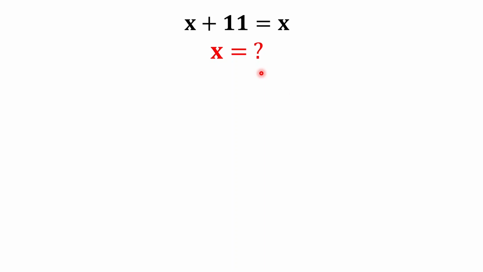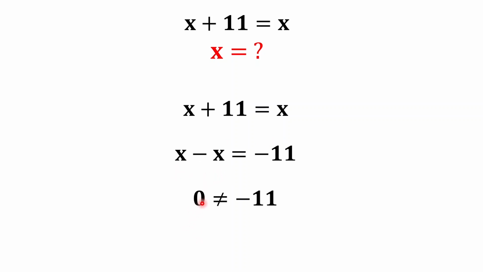Let's find out. Our original equation is x plus 11 is equal to x. Now let's take x on the left side and bring 11 on the right side. x minus x gives us 0. And we know that 0 is not equal to negative 11. So we can't solve this question with this method. And you can easily see that this is not a valid equation.